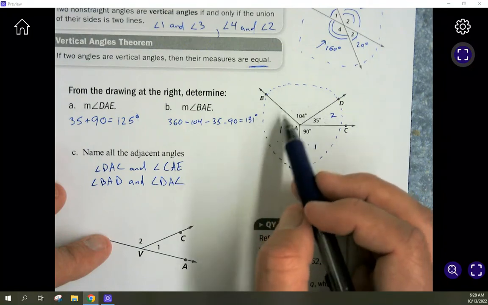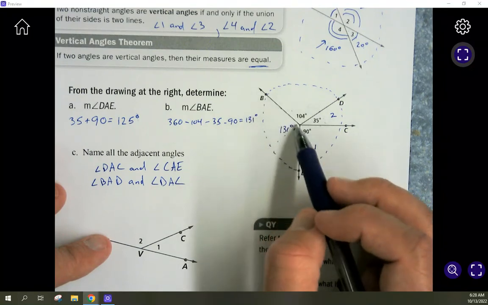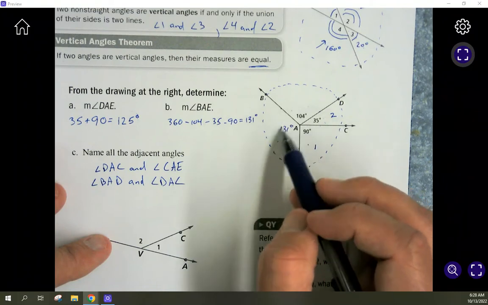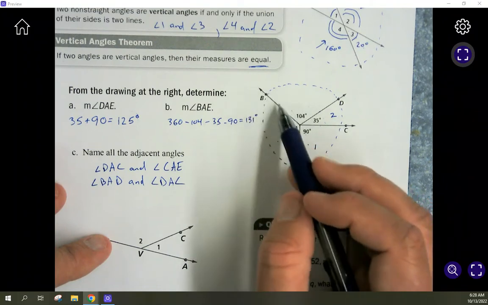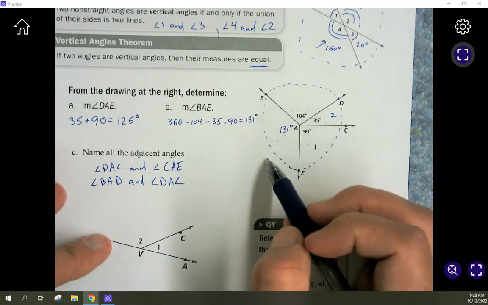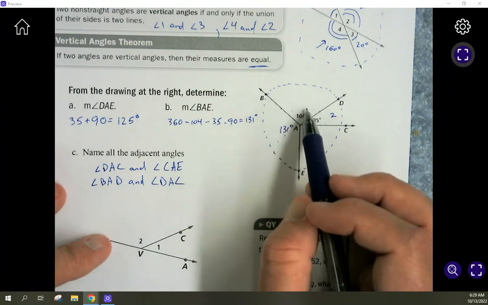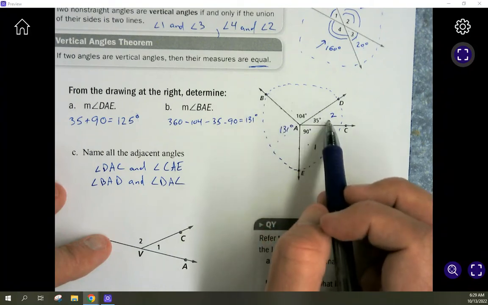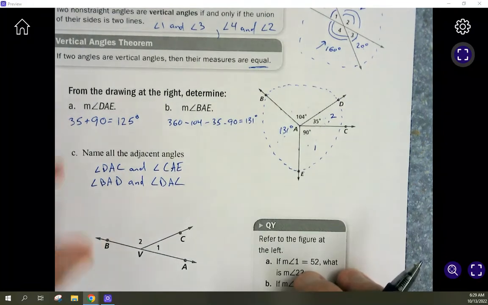Same thing out here. These two angles, they do share a side, but together they add up to more than 180, which means that shared side is not on the interior. It's no good. So the only adjacent angles here are these two, which we've already named, and these two.